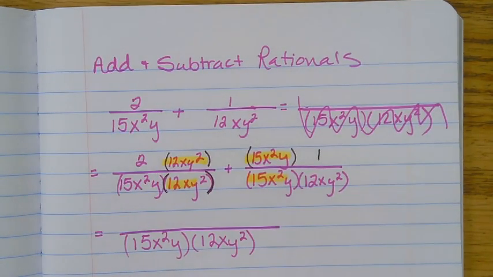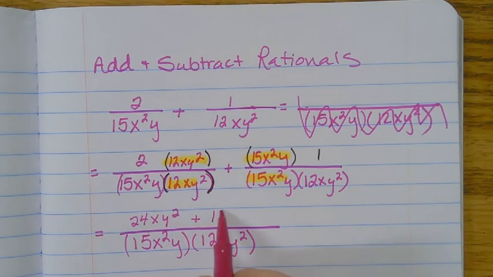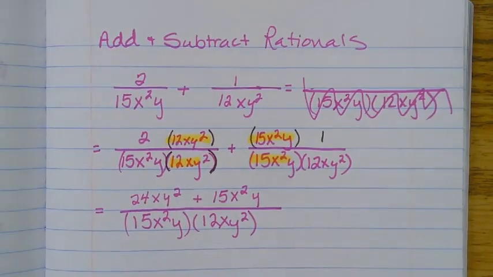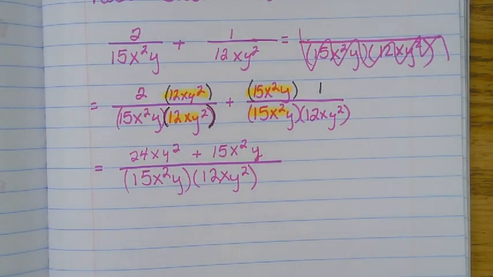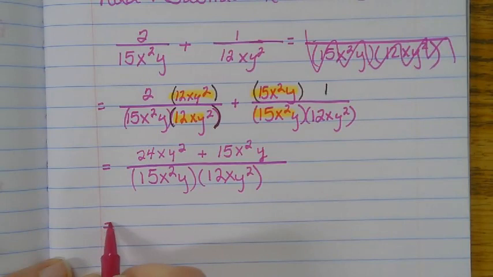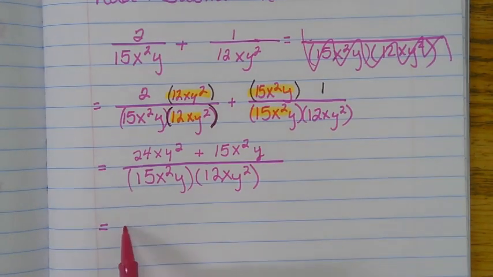And let's clean up our numerator, so to speak. So this is going to be 24xy squared plus 15x squared y. Okay. Can I combine those two in the numerator together? No. Okay. Can I multiply across the denominator? Probably, huh?